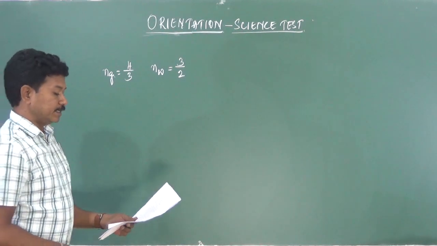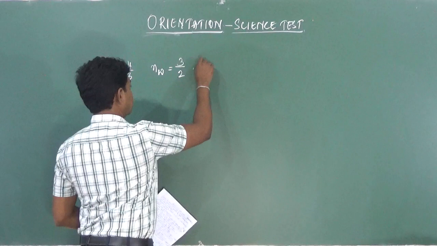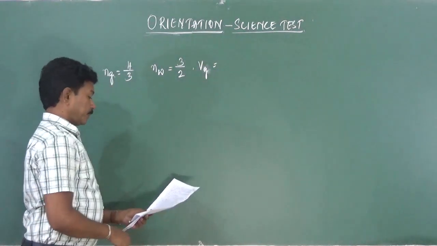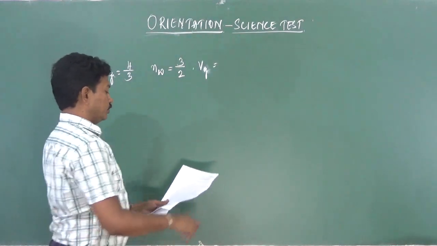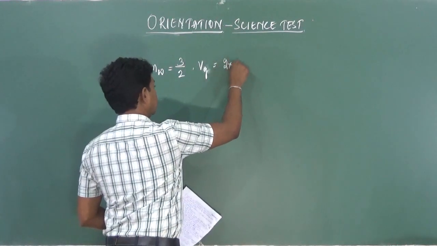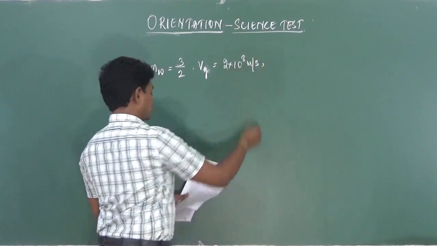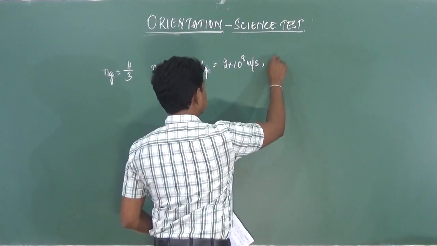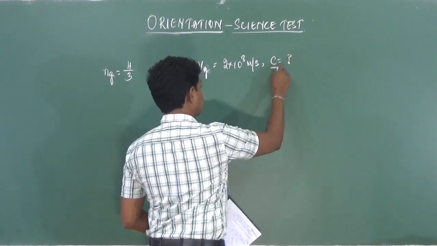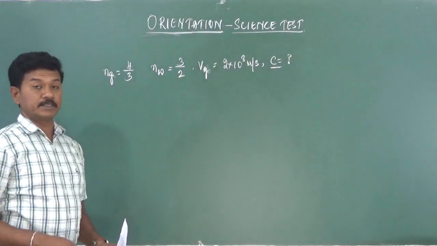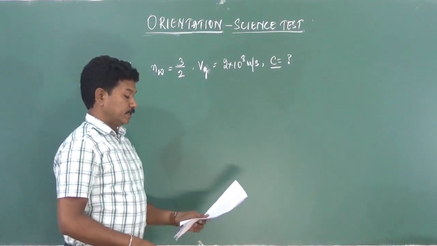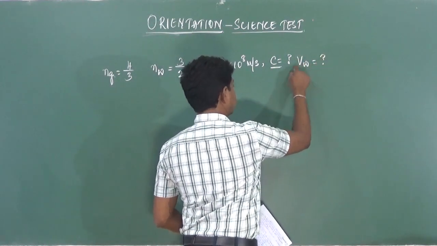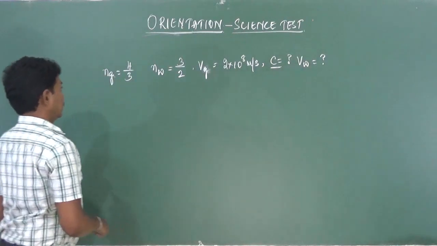If the speed of light in glass, that is Vg, the velocity of light in glass, is 2 into 10 to the power 8 meter per second, find the speed of light in vacuum. That is, you have to find the value of C, because the speed of light in vacuum is represented by the letter C. And in water, you have to find Vw, that is, the velocity of light in water.